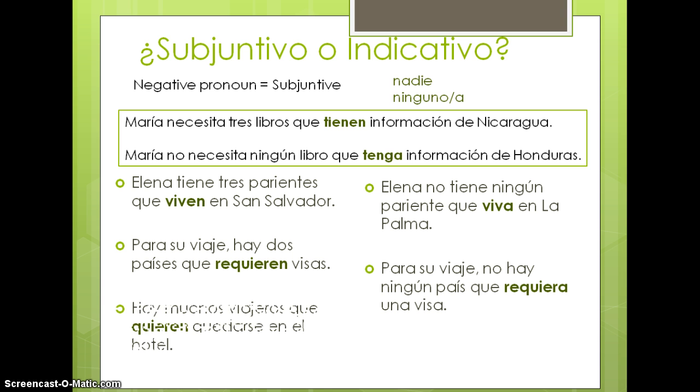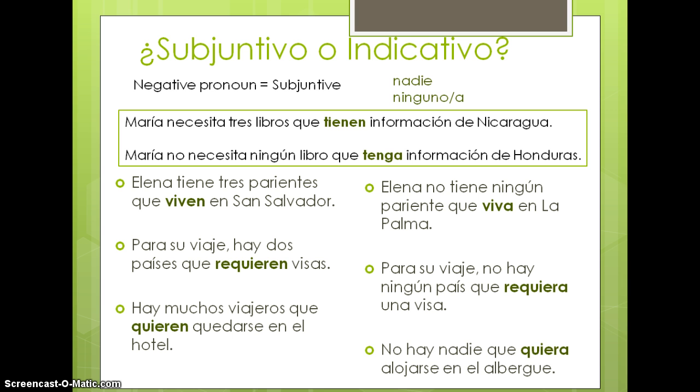And finally, hay muchos viajeros que quieren quedarse en el hotel. No hay nadie que quiera alojarse en el albergue. There are many travelers who want to stay at the hotel, versus there is nobody who wants to stay at the hostel.